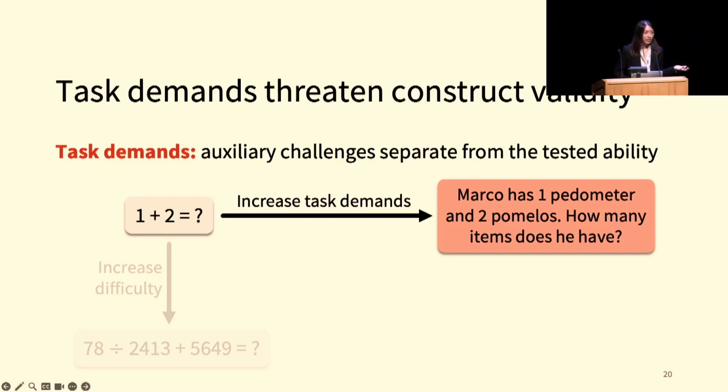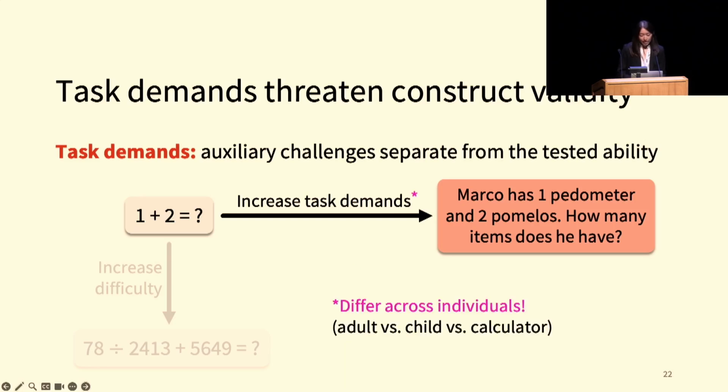For example, by translating it into a word problem or introducing these strange objects. So now the math abilities we're trying to measure are contaminated with other constructs. And these things could be potentially interesting in their own right, like reading comprehension or vocabulary, but the point is that if we're trying to measure math abilities, then our test isn't pure anymore. And importantly, task demands depend on the individual that we're testing. So this might not make the task that much harder for an adult, but it might make it very hard for a child who could otherwise do the simple arithmetic, and it might even make it impossible for a calculator, which obviously can do arithmetic.